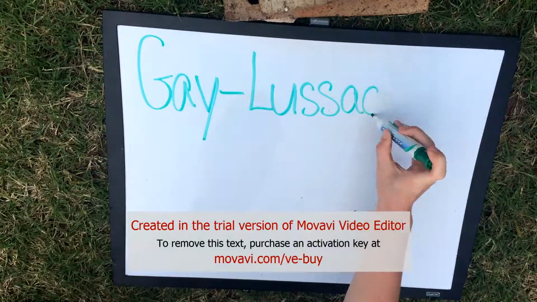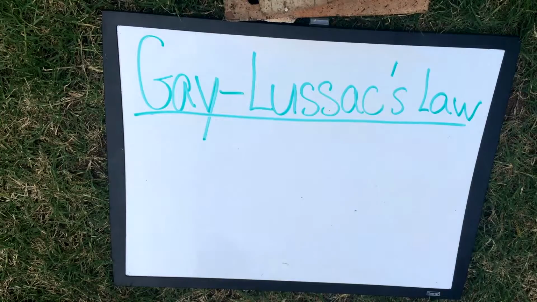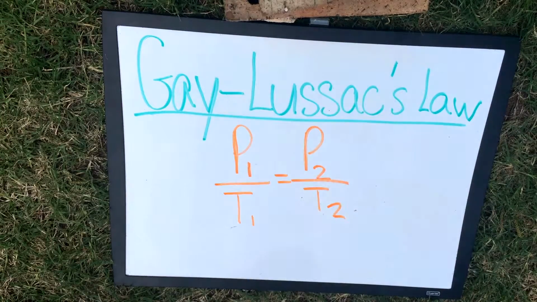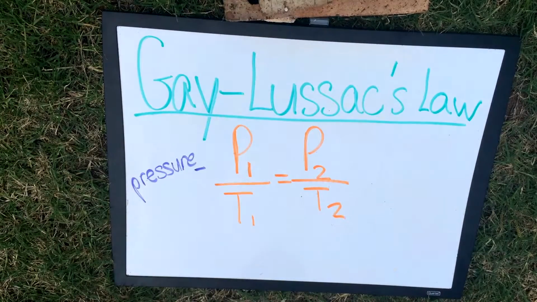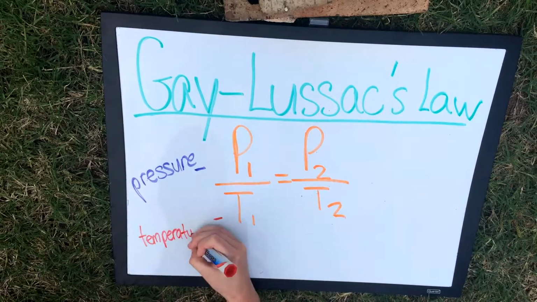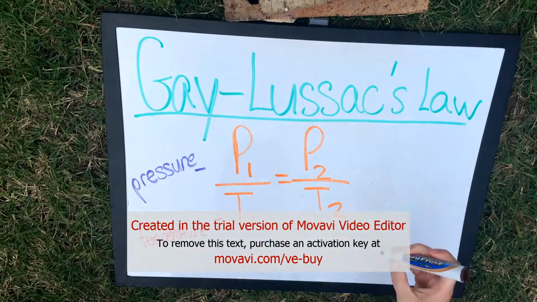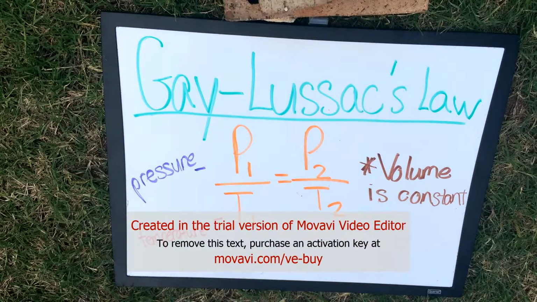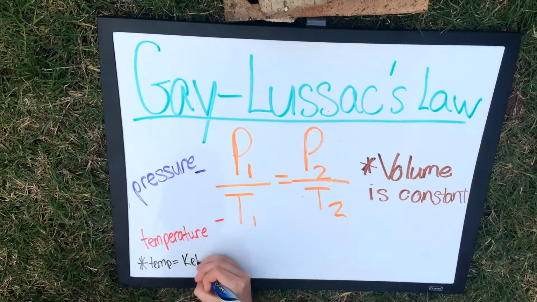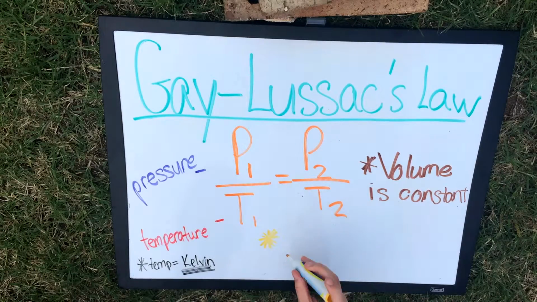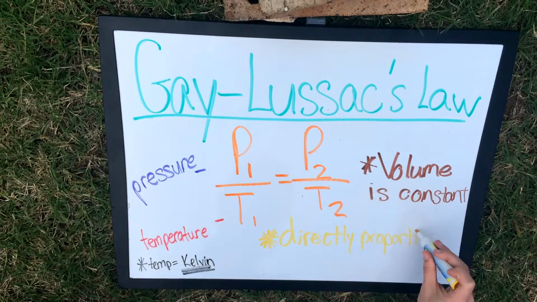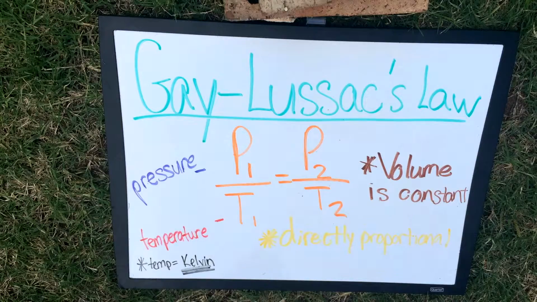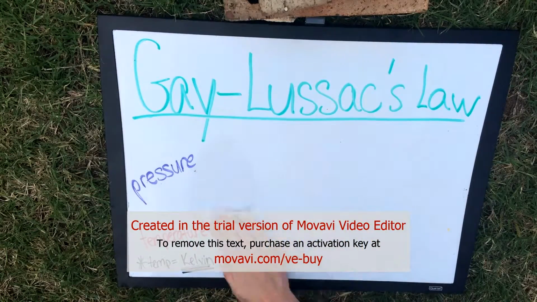The final law we will discuss in this video is Gay-Lussac's law. This law deals with the relationship between the pressure and the temperature of a gas. They have a direct relationship just like Charles' law. The equation for this law looks like pressure 1 over temperature 1 equal to pressure 2 over temperature 2. In this law, the volume remains constant.